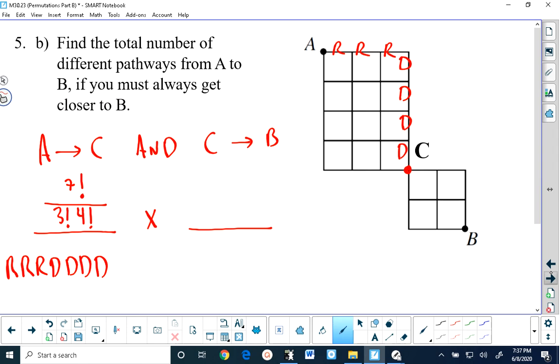What about going from C to B? Well, you have to move right, right, down, down. So you are arranging these 4 items. 4 items is 4 factorial, but you have 2 R's and you have 2 D's, so we have to calculate what all of this is going to give us.